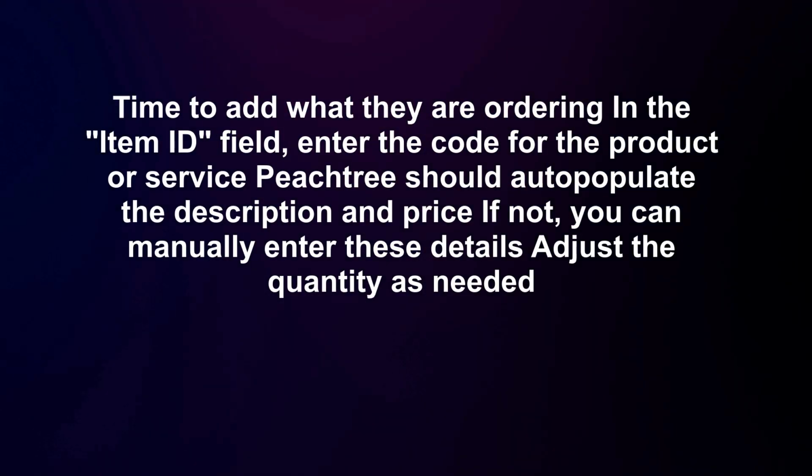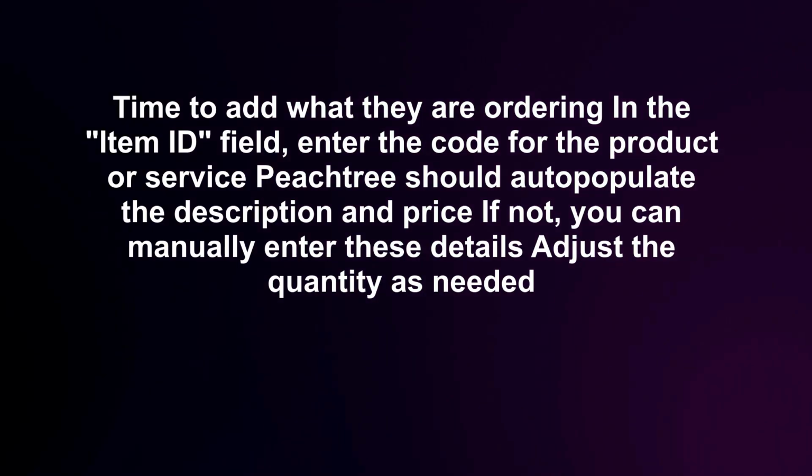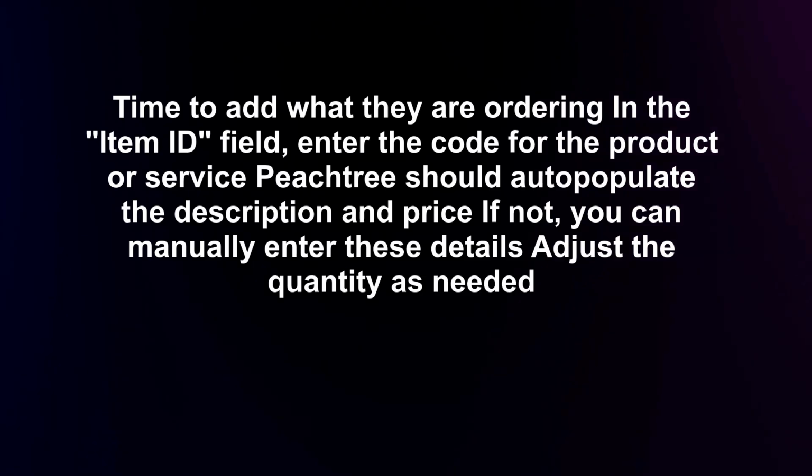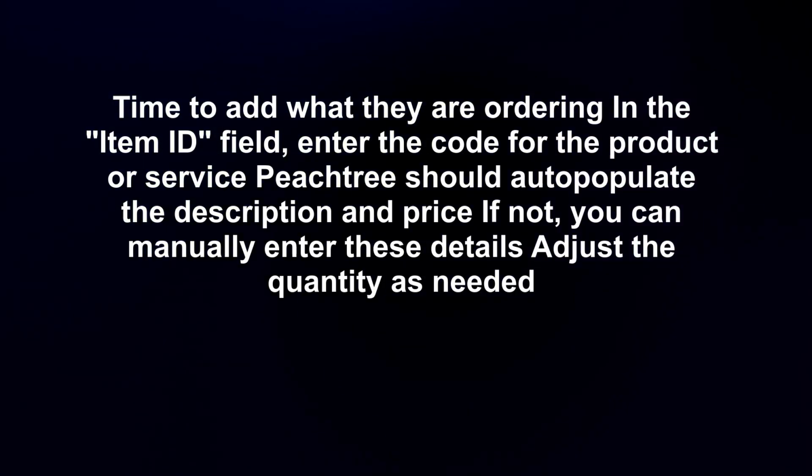Time to add what they are ordering in the item ID field. Enter the code for the product or service. Peachtree should auto-populate the description and price. If not, you can manually enter these details and adjust the quantity as needed.